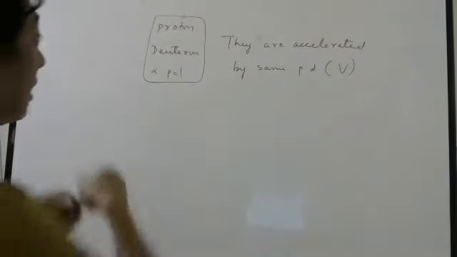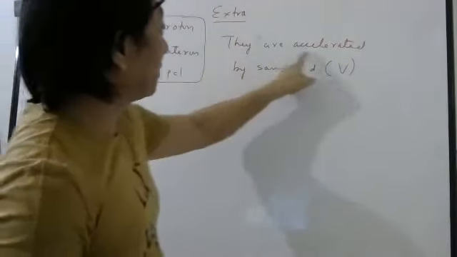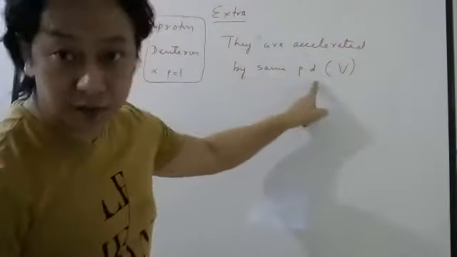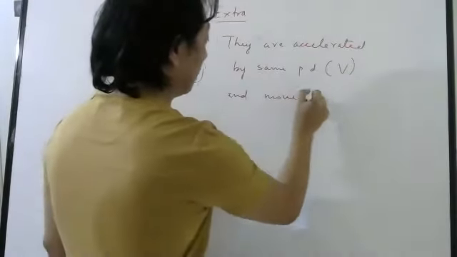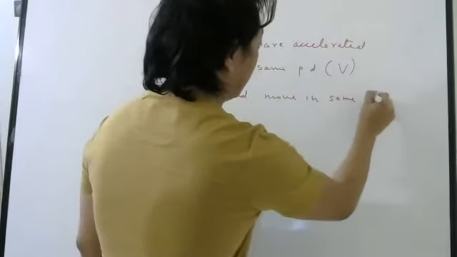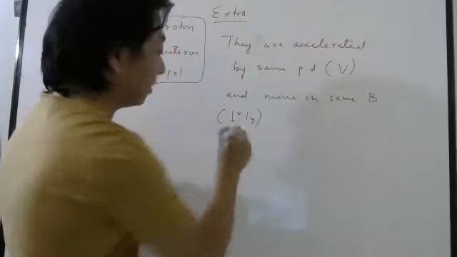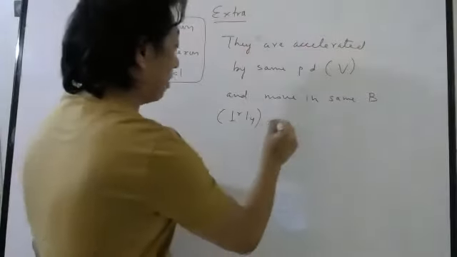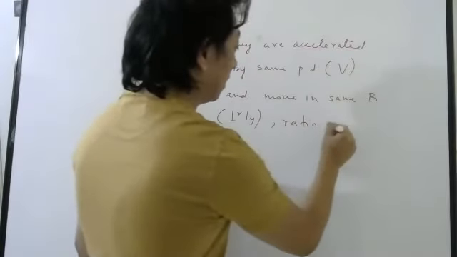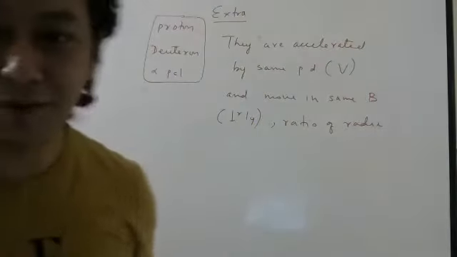Now listen carefully. Extra question I will do. They are accelerated by same potential difference and move in same magnetic field perpendicularly. Perpendicularly, if they move, all of them will move in a circle. So I want the ratio of radii. Okay, now it is very interesting.